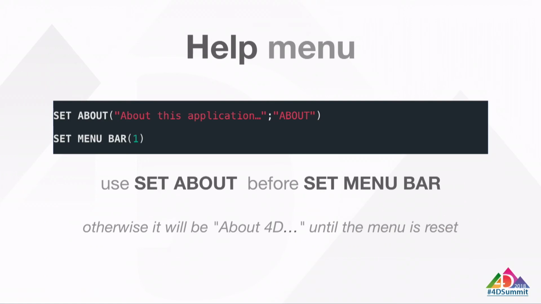You can also customize the help menu by using the set about command. And one thing is that you should use the set about command before you call set menu bar on your main application process, because set about actually modifies the menu bar. If a menu bar is already installed, then set about cannot immediately change the help menu, which is already displayed in the application. So that's just something else you might want to keep in mind.